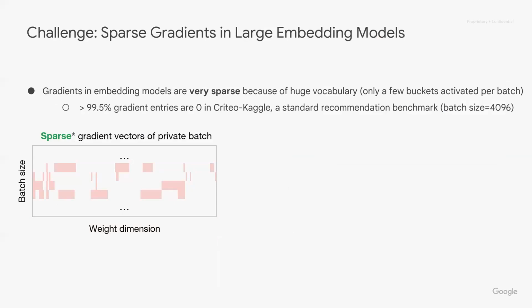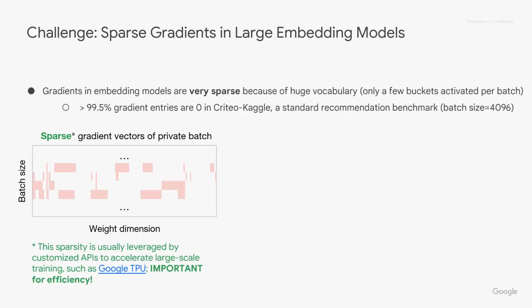However, directly applying DP-SGD to large embedding models presents technical challenges due to the sparse nature of the embedding gradients. Because these embedding models usually have very large vocabularies, the gradient updates are extremely sparse, because each mini-batch of examples only activates a very tiny fraction of the vocabulary entries. For example, as shown here, each example in the batch may have a different activation pattern, which results in very sparse gradients. More importantly, this sparsity is crucial for the efficiency of the model because it can be leveraged by customized APIs to provide efficient training. So if this sparsity is destroyed, the training efficiency will be compromised.